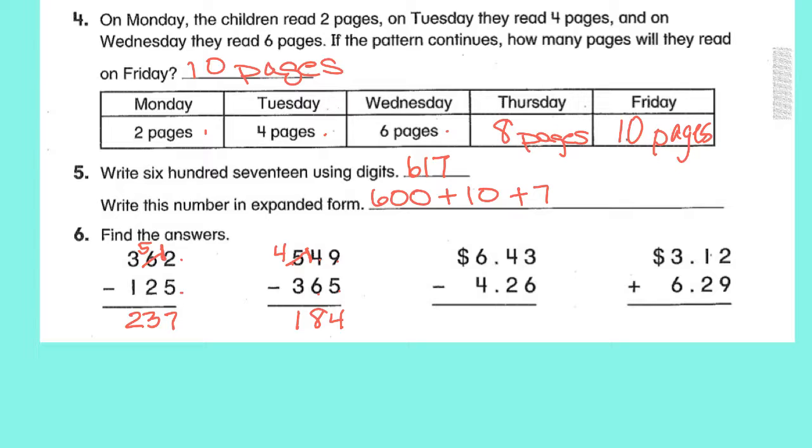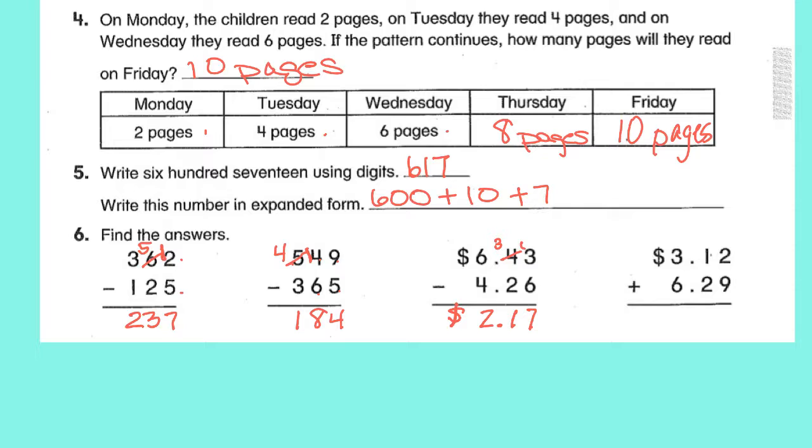All right, let's go over here and do the ones with the dollar signs and decimals. We do it the same exact way, but we just have to be careful and make sure we bring down our decimal in the right place and keep our dollar sign. So 6 can't be taken from 3, so we'll borrow from the 4. 13 minus 6 is 7. 3 minus 2 is 1. Let's bring that decimal down. And then we've got 6 minus 4 is 2. And let's not forget the dollar symbol.